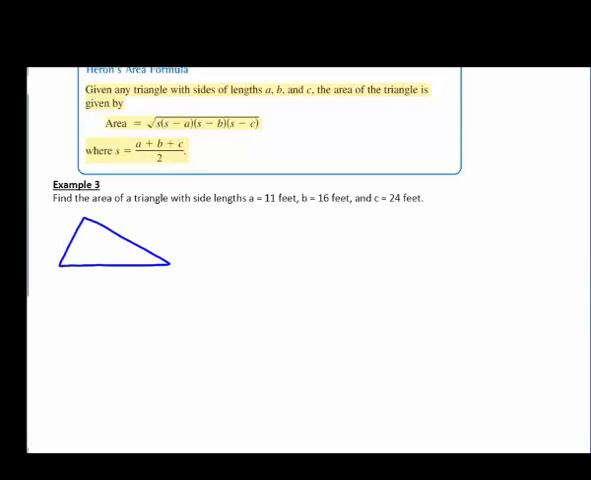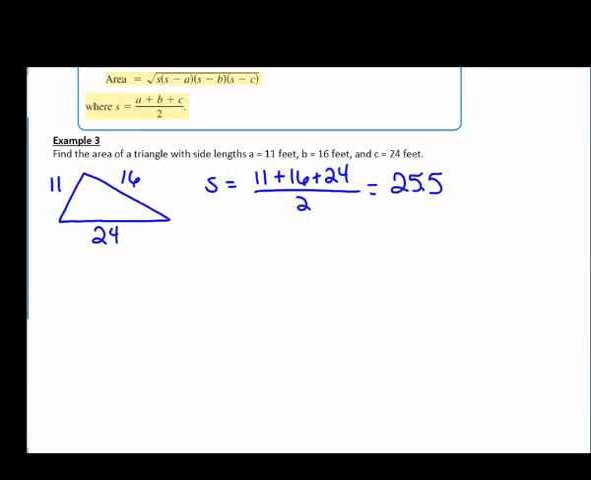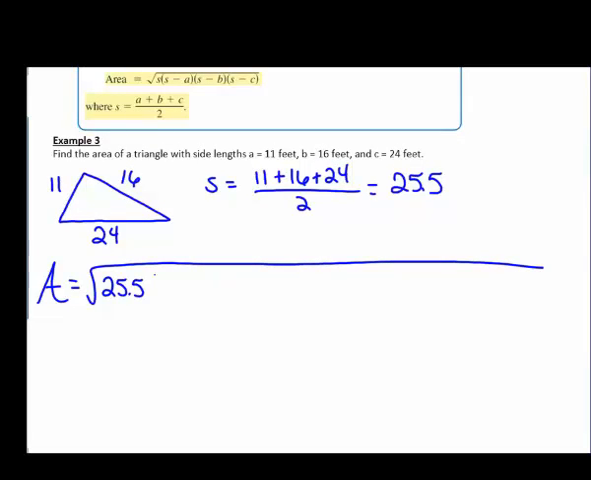Okay, so if we want to draw this triangle. So here's my triangle, and here's A, which is 11 feet, and here's B, which is 16 feet, and here's C, which is 24 feet. And I want to find my semi-perimeter, so I'm just going to add 11 plus 16 plus 24 and divide all of that by 2. When I do that, I get 51 divided by 2, which is 25.5. Then I can use that to put it into my formula. And there we go.